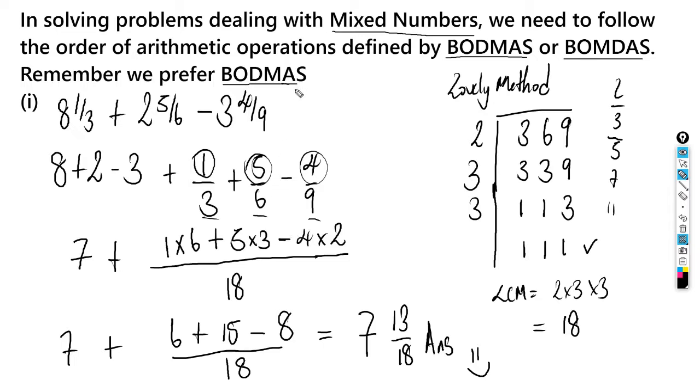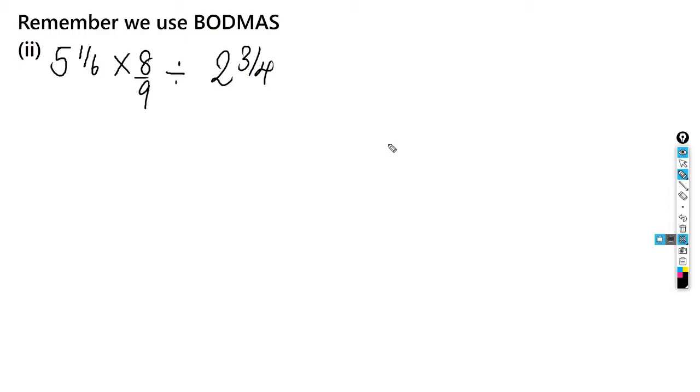So we still have to follow the rules, but let's look at another example where you definitely need to follow the rules. All right, guys, great. So let's look at this example here. And remember, we're going to use BODMAS. This is what we prefer to use. And we'll have 5 and 1 over 6 multiplied by 8 over 9 divided by 2 and 3 over 4. So there are no brackets, and then of division. So we're going to divide first.